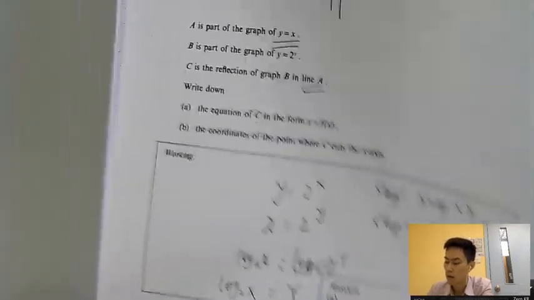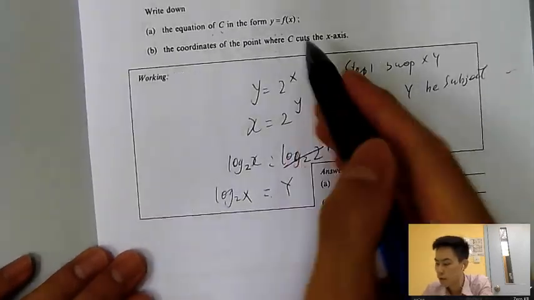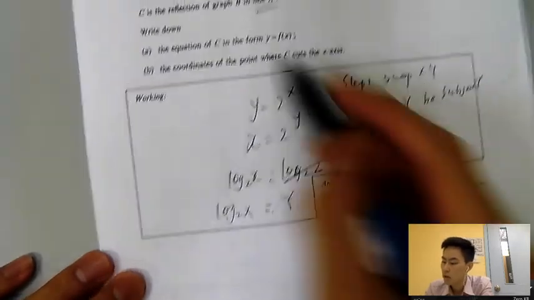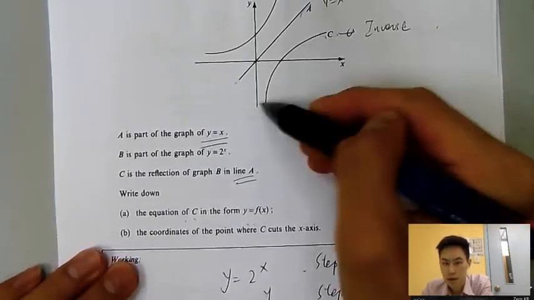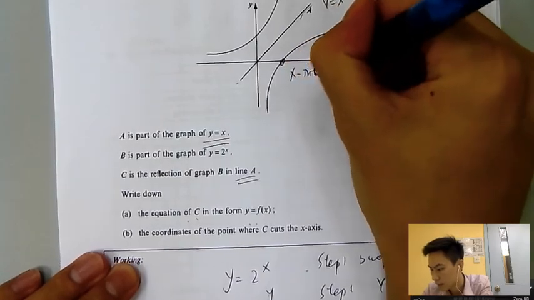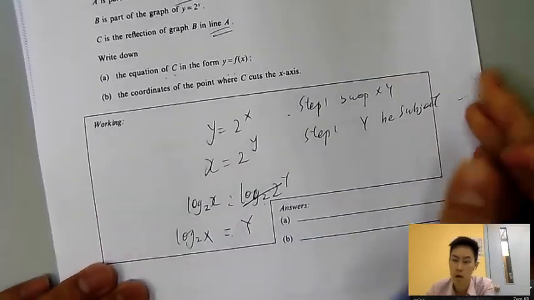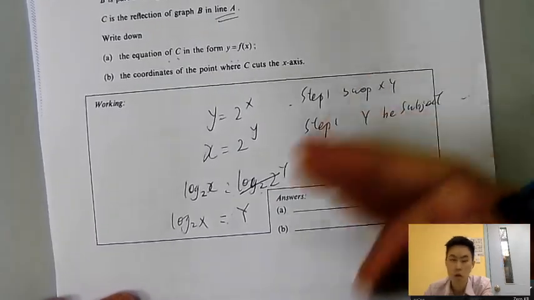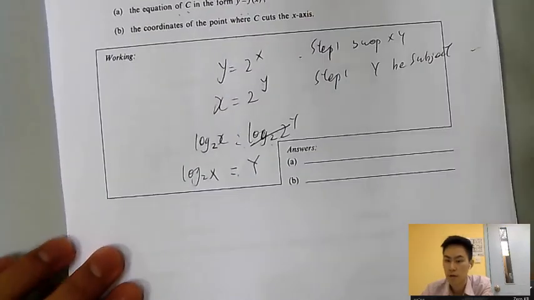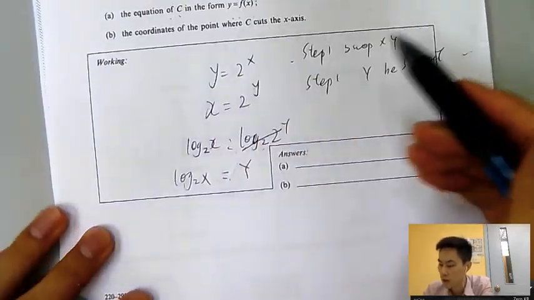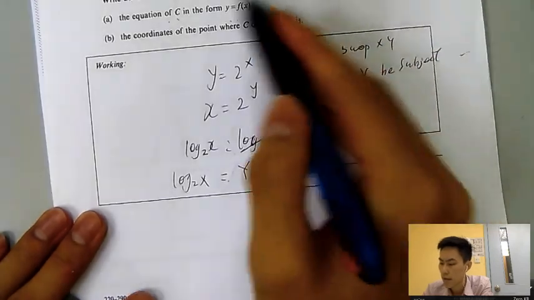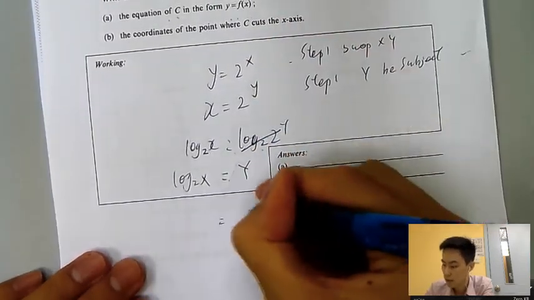And then for part B, the coordinates of the point where C cuts the x-axis. This is the equation of C, and cutting the x-axis means the x-intercept. The x-intercept always has y equals 0. So we have the equation y equals log base 2 of x. How do you find the x-intercept? Just make y equal to 0.